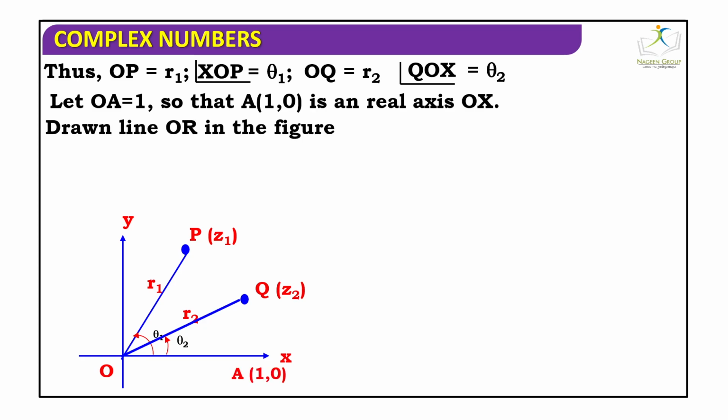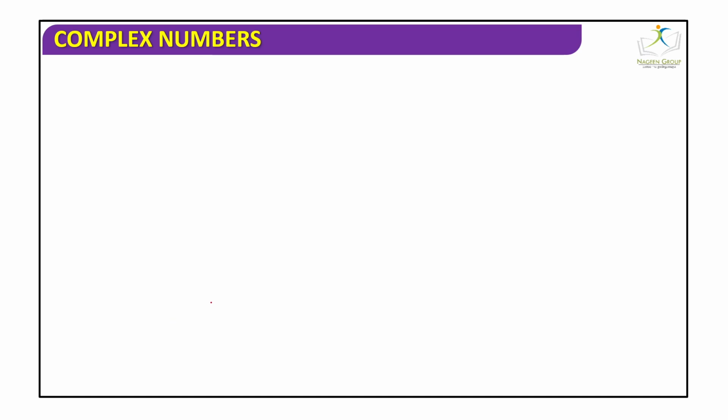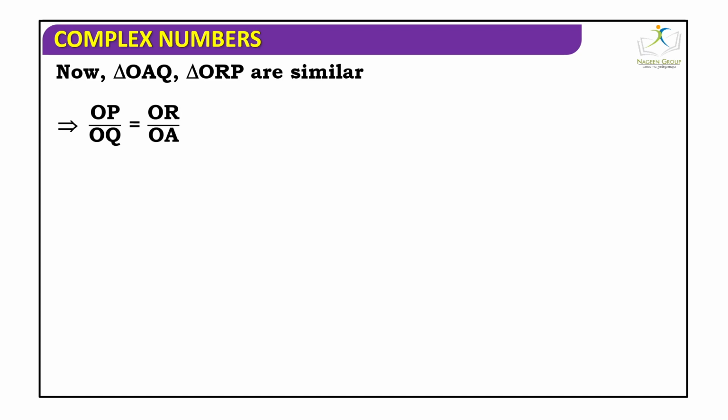Now draw a line OR in the figure, in between, such that POR is theta 2. In the previous one we had taken theta 1. So here we are taking POR equal to theta 2. Draw the line here. So angle OAQ, this angle we are taking the same. So again, by which property? By the similarity property, we say the triangles will be similar and the sides will be in ratio.